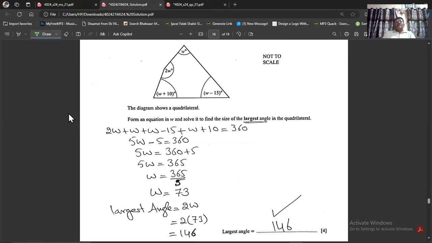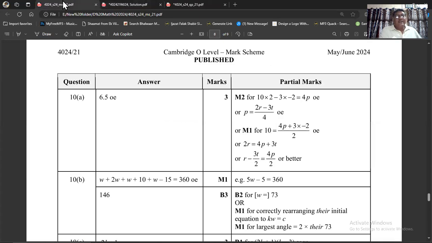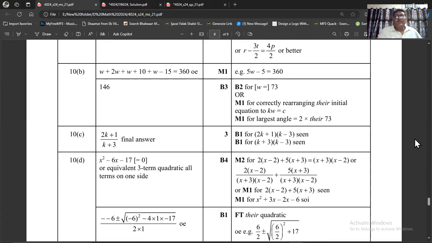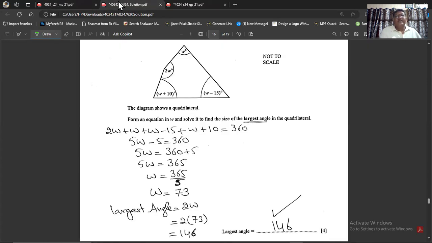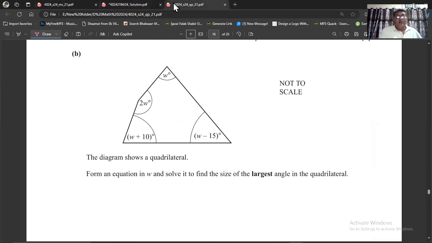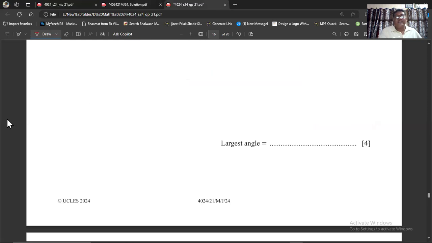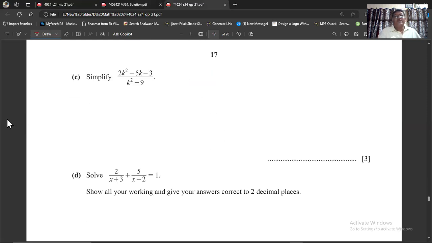The largest angle there is that obtuse angle 2W. So substitute that W value there. So 2W will be equals to 2 multiply 73, and that will be 146. So the largest angle there is 146. So our answer is right. Okay, this is how this is done. I hope you understand. Okay, so we are going to the next. This was question number 10, its B part. Now we are on question number 10, its C part.